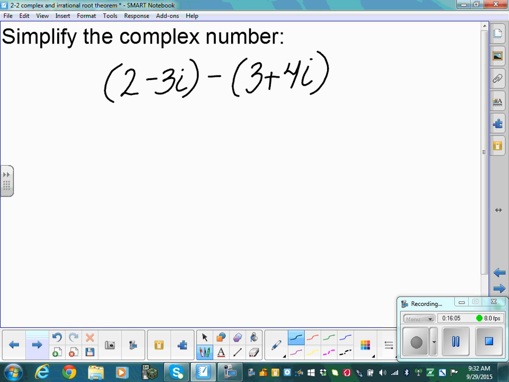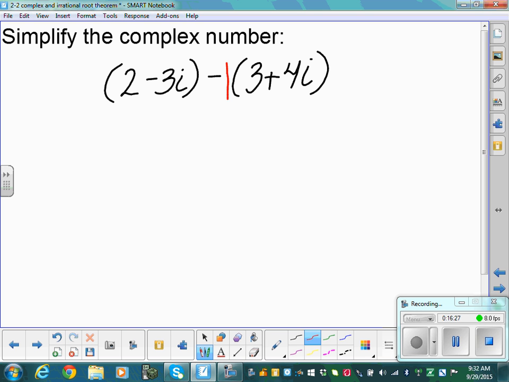Simplify the complex number. 2 minus 3i minus 3 plus 4i. Now, once again, guys, we have subtraction here. So guess what you need to do? Anytime you have subtraction in front of parentheses, did you hear me? In front of parentheses, this is what I would do. Write a negative 1 there. There's always a 1. It's negative 1.